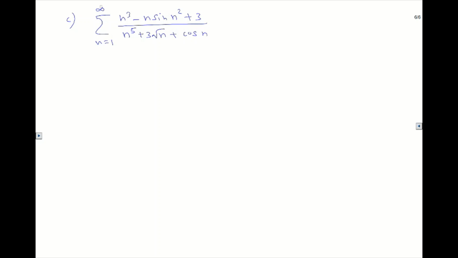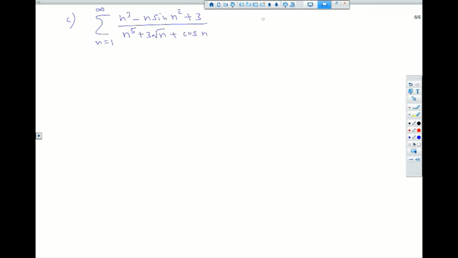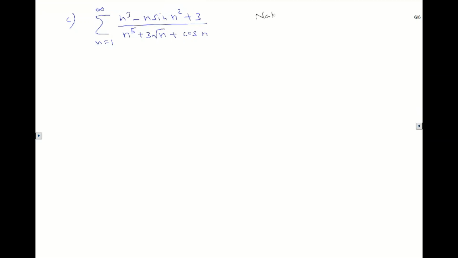Yep, you can see that this is really scary looking, but this is a very simple problem. The reason is we can notice a few things. Note that sine theta is always between 1 and negative 1. It doesn't matter what you put in there, it's always between 1 and negative 1. Same thing, cosine is always between 1 and negative 1.